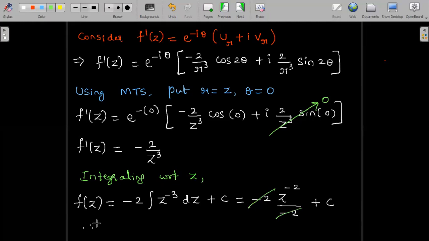And therefore, the required analytic function f of z is 1 divided by z square plus the constant of integration c. Z power minus 2, to the denominator, it is 1 by z square plus c. So this is how we can obtain a problem with respect to u minus v or u plus v, in a Cartesian or a polar representation. So given u minus v or u plus v, we can obtain the analytic function f of z in this methodology.